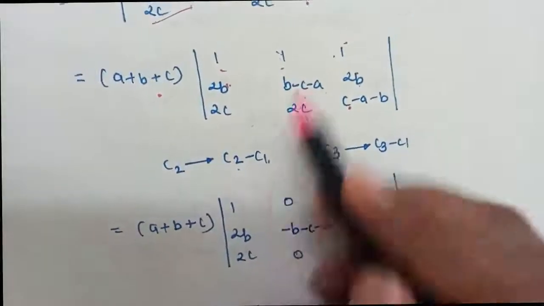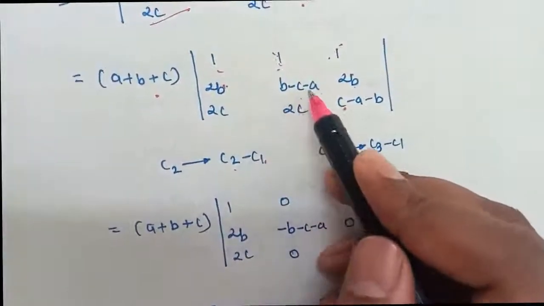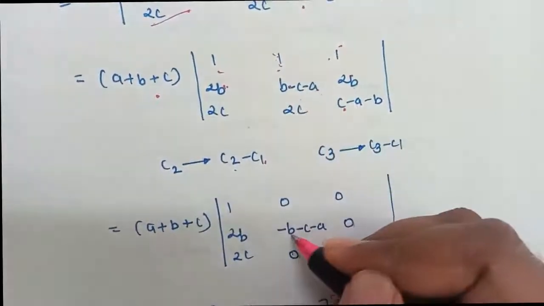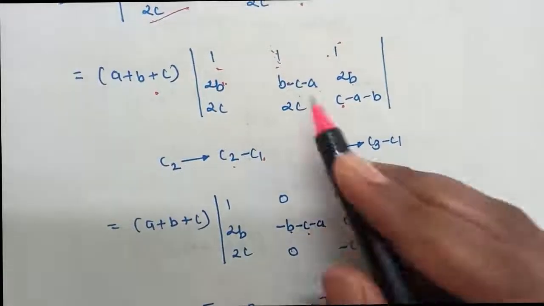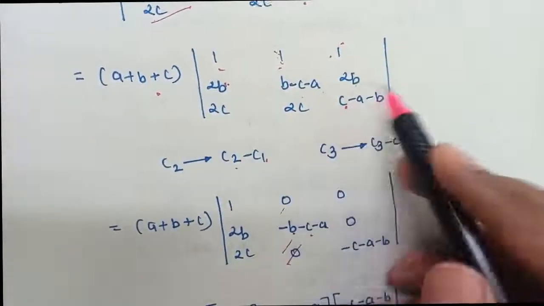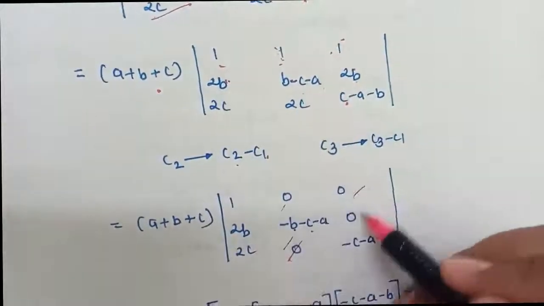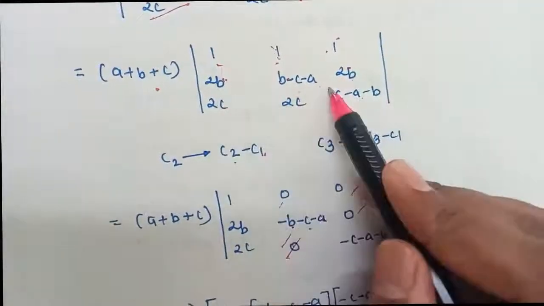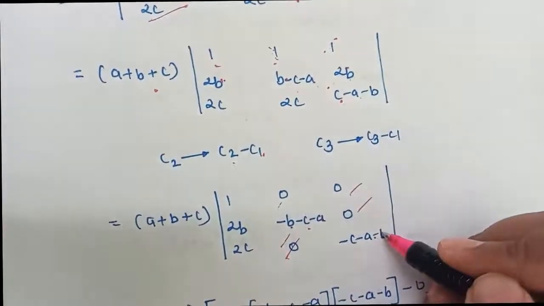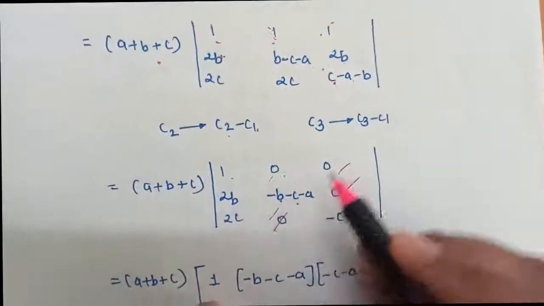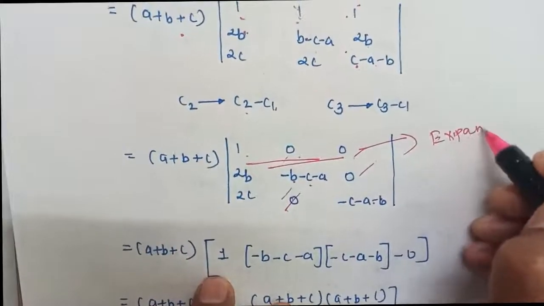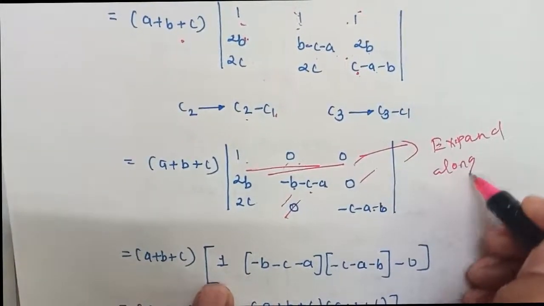So do c2 minus c1: 1 minus 1 is 0, b minus c minus a minus 2b, ultimately after subtracting you will get minus b minus c minus a, and 2c minus 2c again 0. So I got this element after subtraction. Similarly I can do it here: 1 minus 1 is 0, 2b minus 2b is 0, and c minus a minus b minus 2c, so ultimately I will get minus c minus a minus b. Now I got 1, 0, 0, so I have to expand along r1.